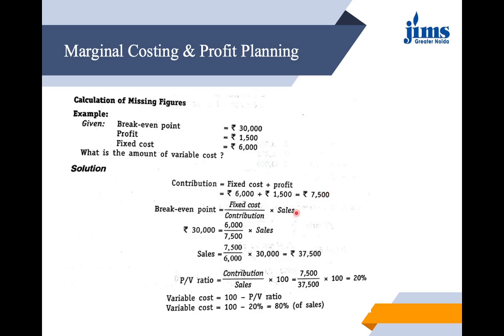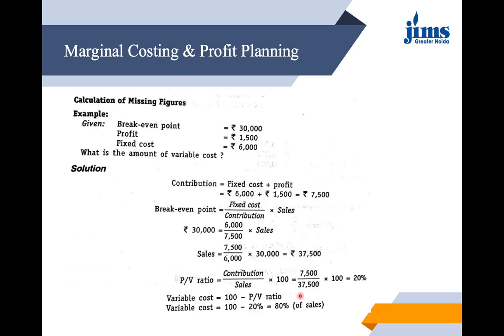Now let us consider break-even point. We know the formula is fixed cost upon contribution into the sales. We are having break-even point 30,000, fixed cost 6,000, contribution we have calculated 7,500. From here we can find out the value of sales, that is 37,500. From here we can calculate the PV ratio now, contribution upon the sales, that is 7,500 upon 37,500 into 100, that is coming out as 20%.